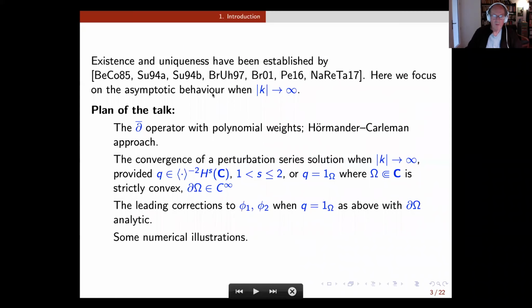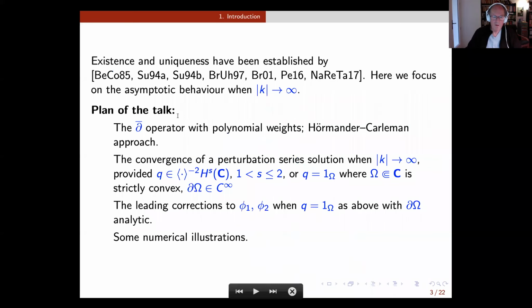So there have been many works on these systems. Here are some references: Beals-Kaufman, Sung, Brown and Uhlmann, Brown, Peter Perry, Nachman, Regev, and Tataru. And our work is focused on the case where K is large.